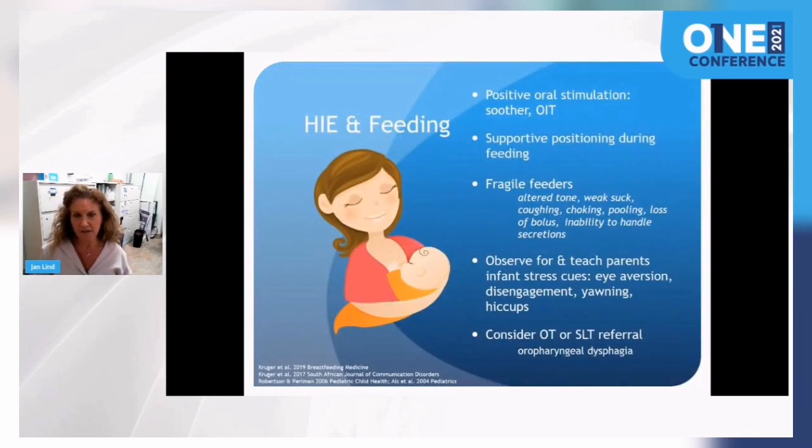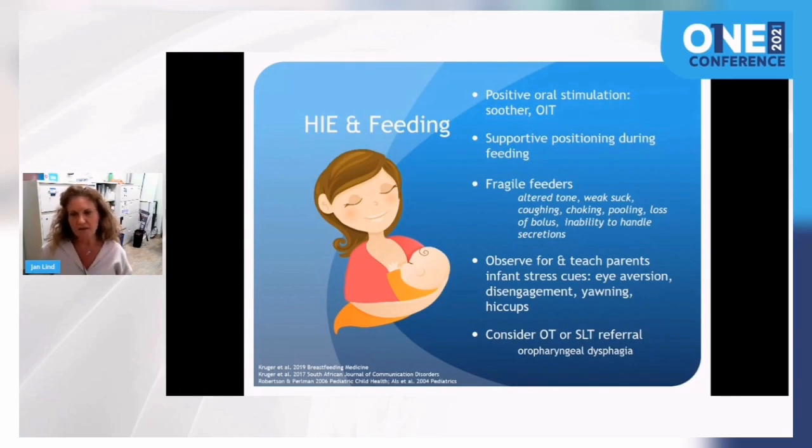We need to provide positive oral stimulation with all our babies while they're not being fully orally fed, by offering soothers or providing oral immune therapy. And it's important to know that babies who have suffered a brain injury often require supportive feeding strategies, such as swaddling, side lying, head elevation, and pacing.